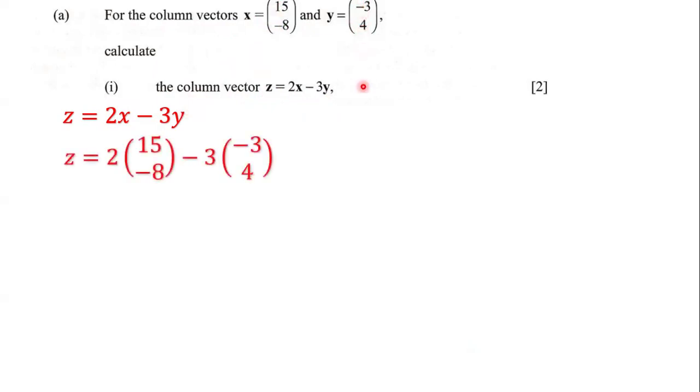So let's substitute. So we have 2 times 15 and negative 8, and we have negative 3 times negative 3 and 4. And so what do we do? Well, we multiply. We say 2 times 15, and 2 times 15 is 30. And we say 2 times negative 8, and 2 times negative 8 is negative 16. Now on this side, we haven't multiplied yet.